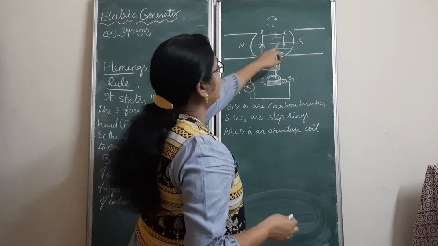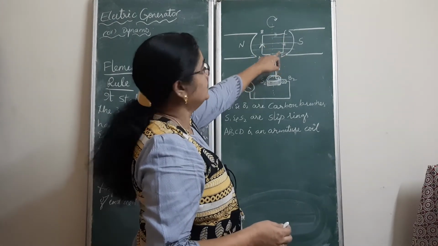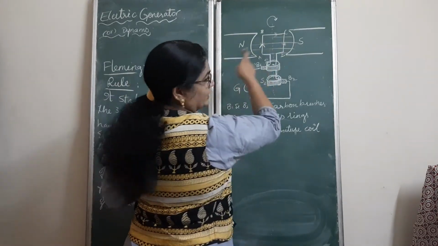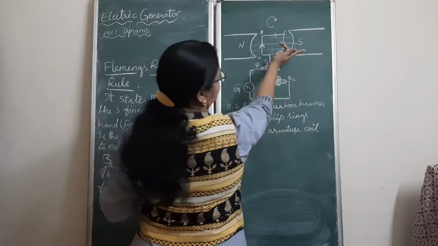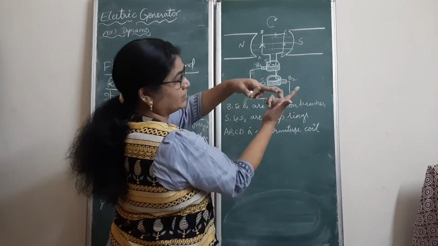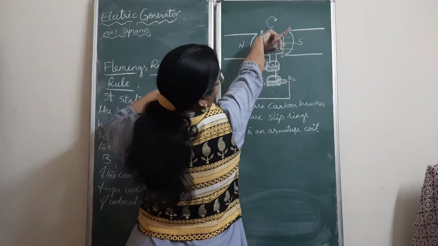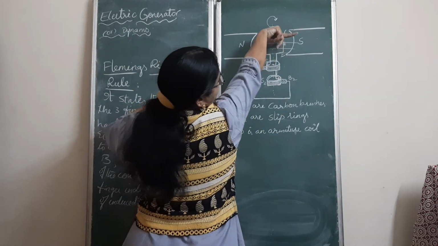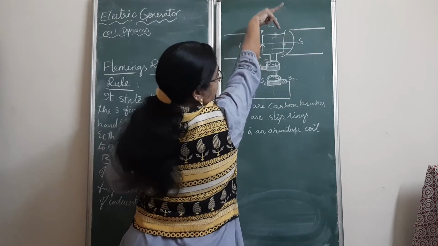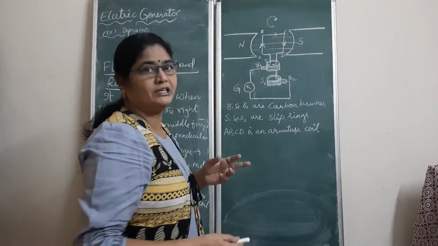Coming to the other side of the arm, that is CD. In the CD, again the magnetic field direction is the same, so put like this only. But the CD is going down, am I right? So the thumb should be in the downward direction. So I am keeping like this. When I am keeping like this, in which direction is the middle finger showing? Downwards. That means the current will be induced from C to D.